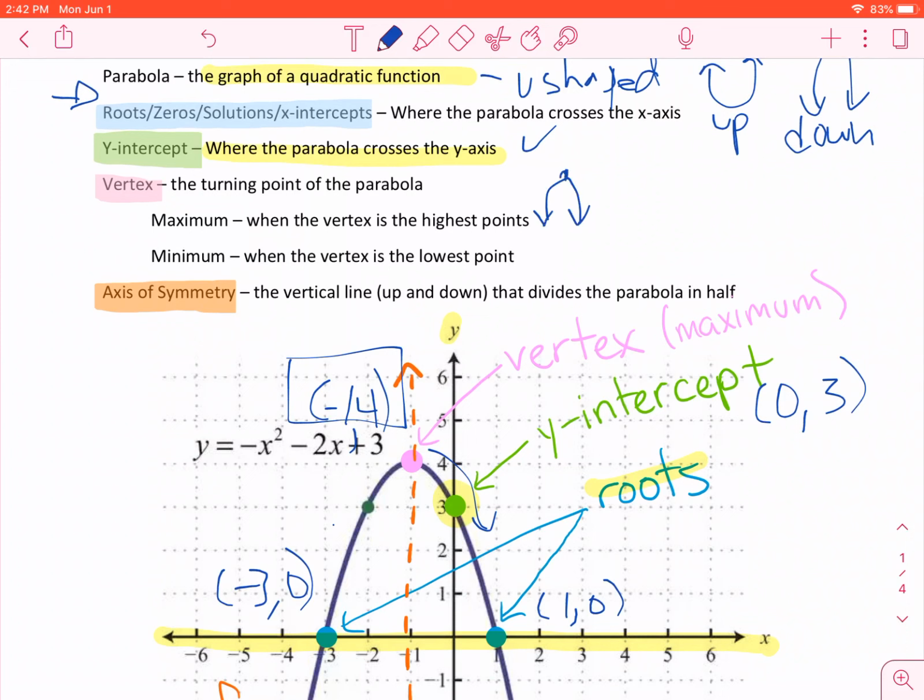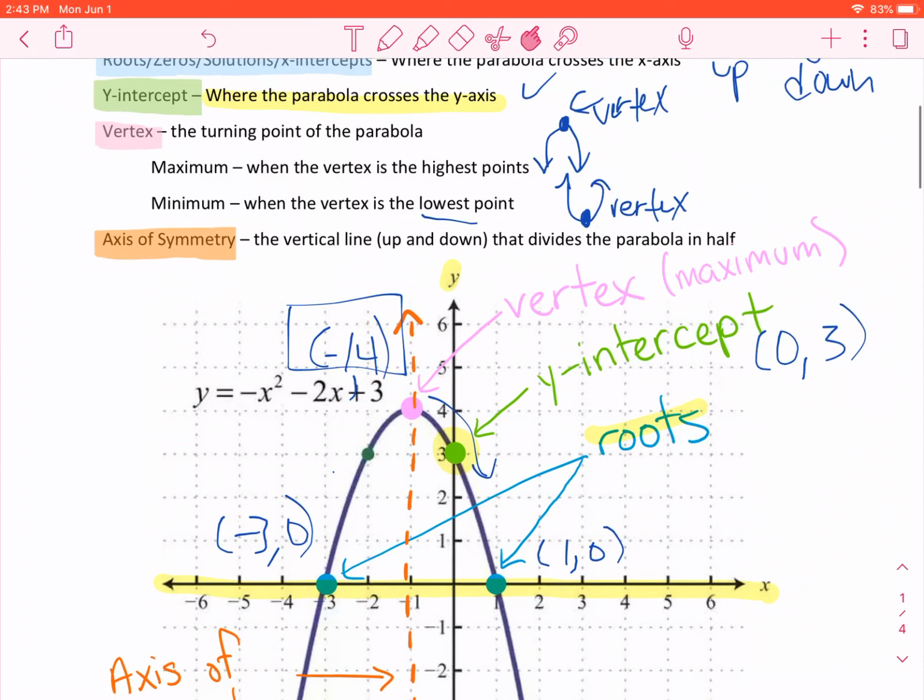So in this case, you'll notice this parabola opens down, and the vertex has a high point, which is what we call a maximum. When a vertex has a minimum, that's when our parabola opens upwards. Okay, so you can see our minimum is actually a low point. And last but not least, our axes of symmetry.